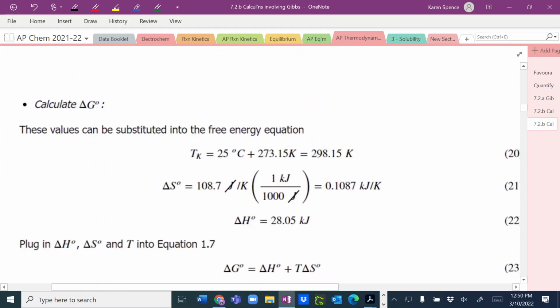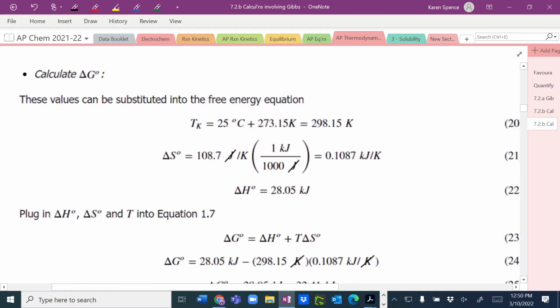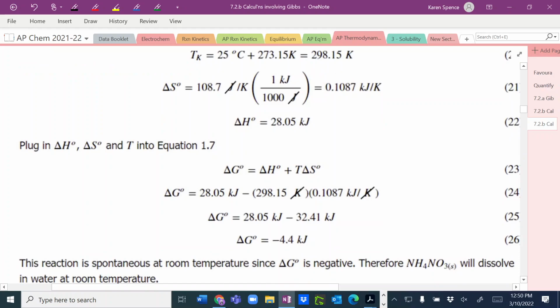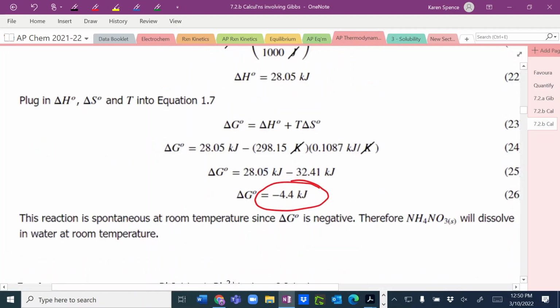And then you check everything in. I just put those there because I wanted to remember what they were. You throw them into delta G equals delta H minus T delta S. And we get a negative delta G. Is it shocking to you that NH4NO3 will spontaneously dissolve in water at room temperature?